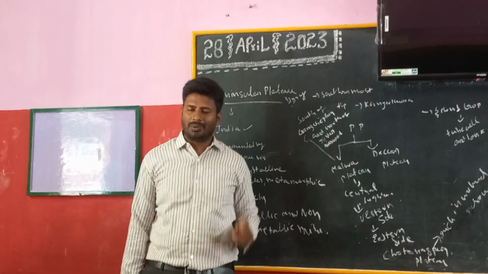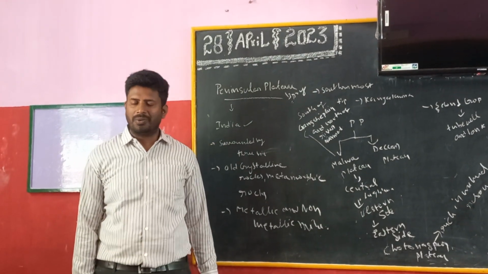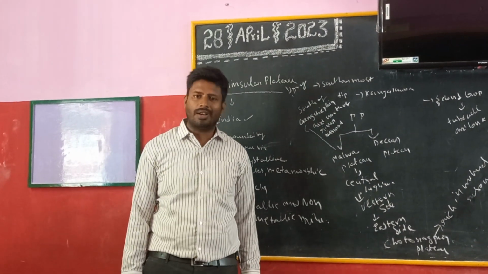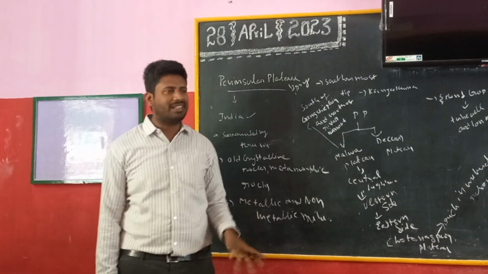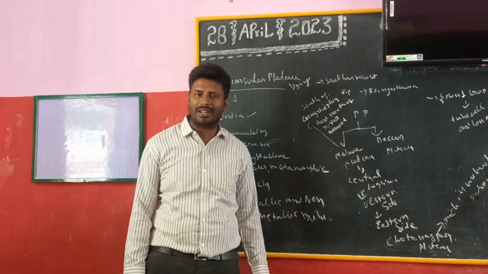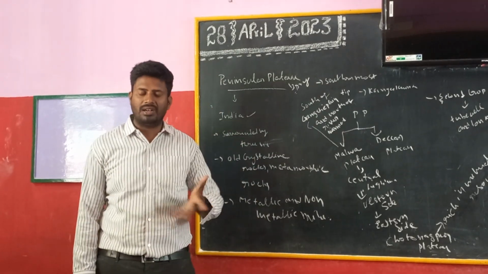On the north, we have the Himalayas. On the east, we have the Bay of Bengal. On the west, we have the Arabian Sea. In the south, we have the Indian Ocean. Since this land is surrounded by three sides of water and one side of land, it is called a peninsula.